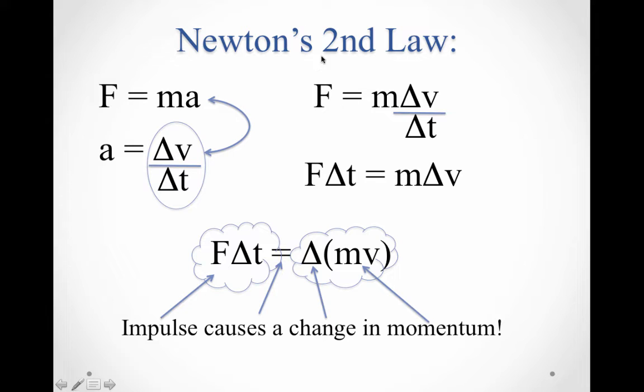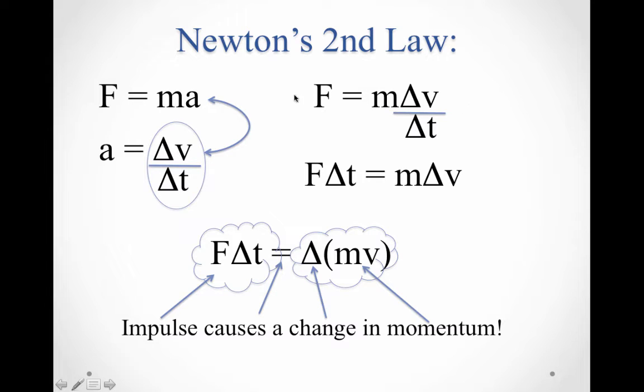We're going to use Newton's second law again, but this time we're going to use it to show the relationship between impulse and momentum. So to start off with Newton's second law, F equals ma, and we're also going to recall that acceleration is the rate of change of velocity, delta v over delta t. So if I plug delta v over delta t in for the acceleration, then what I get is that the force is equal to the mass times delta v over delta t.